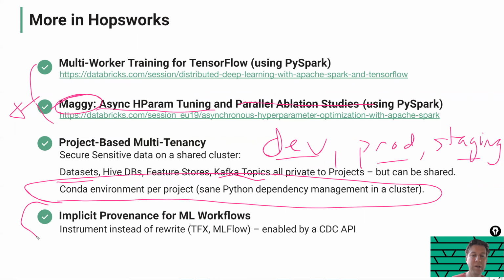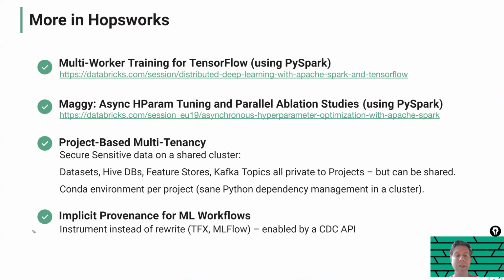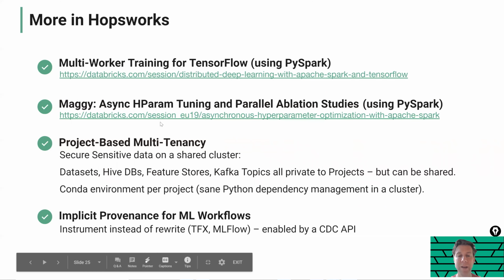Finally, we support quite extensive support for provenance when you develop ML workflows on our platform. And we do that using the infrastructure. So we don't require people to rewrite their pipelines in frameworks like TFX or MLflow. You can just take notebooks and chain them together into pipelines. And as you save, for example, models to the file system, that gets picked up by the platform and indexed and made available through provenance.